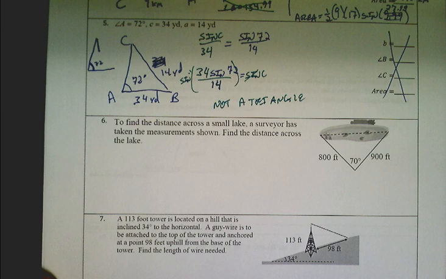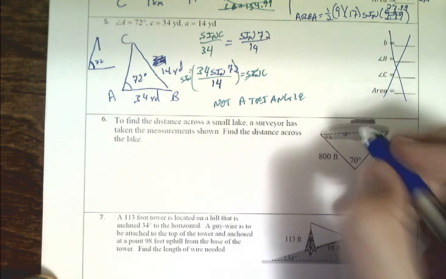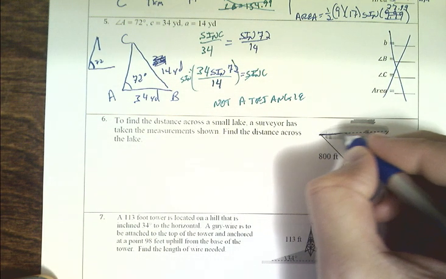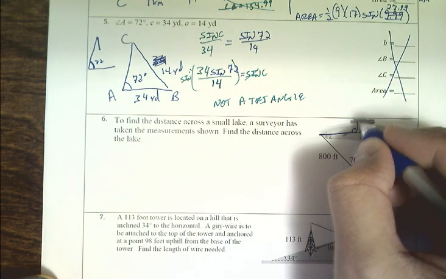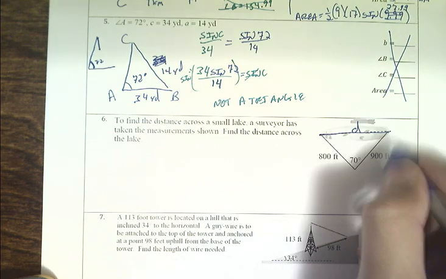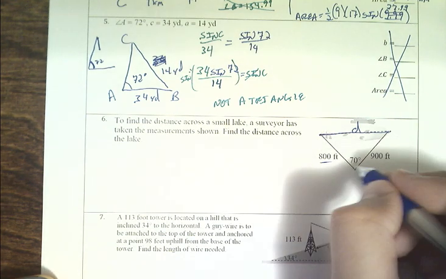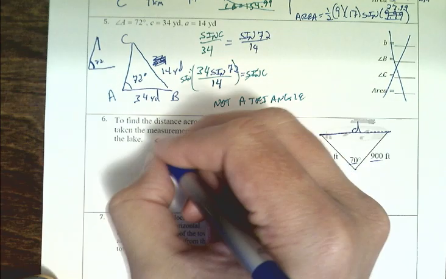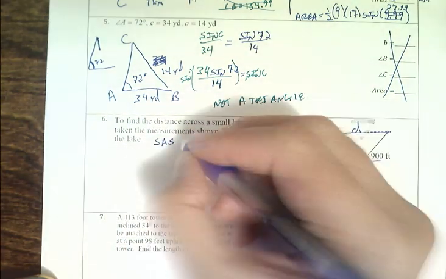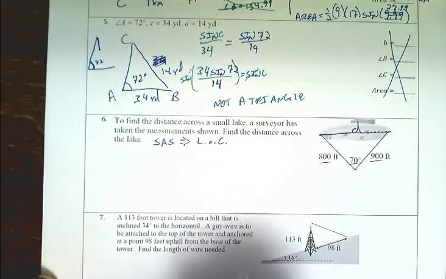Number six. To find a distance across a small lake, a surveyor has taken measurements shown. Find the distance across the lake. So we are looking for that distance right there, D. We measured 800 feet from this corner to our spot right here and 900 feet there. We're given side angle side, so we're going to use the law of cosines.